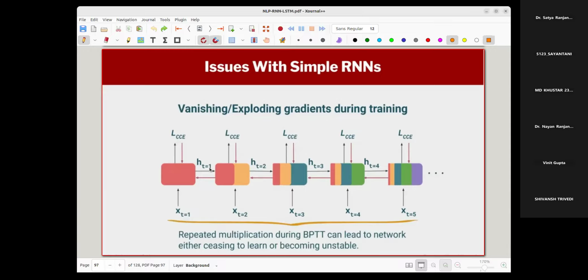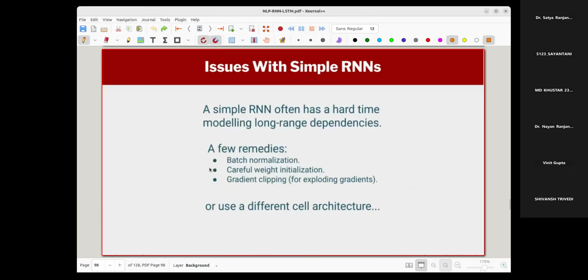So the update will not happen, which means it is not learning anything. This is the main problem in RNN if the sequence is very long. To solve this problem, what do we have to do? We have to use a different architecture.